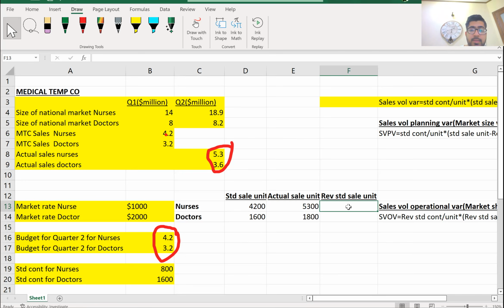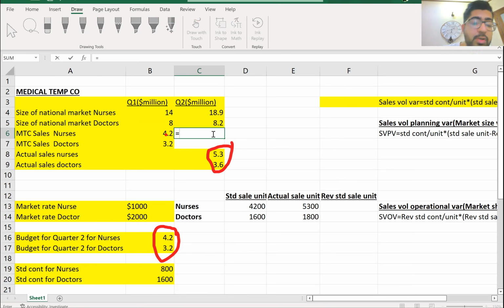You see that this was your budget for quarter 2, nurses and doctors, but the national market was 14 and 8 million. Do you think if the size of the national market has changed to 18.9 million and 8.2 million, your budget should also change for quarter 2? A big yes. You maintained the share of 30% in quarter 1, 30% of the national market. So if the national market has grown to 18.9, your budget should also change: 30% of now, not 14 million, now 18.9 million.